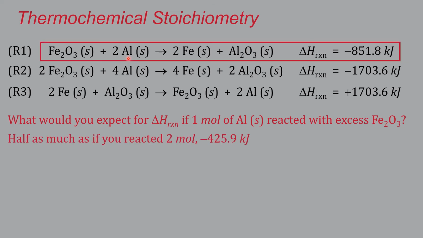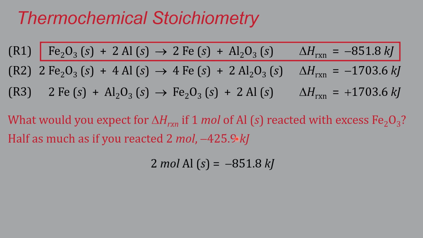All right. Hopefully you had some sort of reasoning that said, well, if I release 851.8 kilojoules with 2 moles of aluminum, if I react half of that, I should get half as much, which clocks in at 425.9 kilojoules being released. And you would be completely correct. This is the essence of thermochemical stoichiometry. It is sufficiently easy that you probably got it in your head, and so easy that you probably don't realize exactly how you did it.